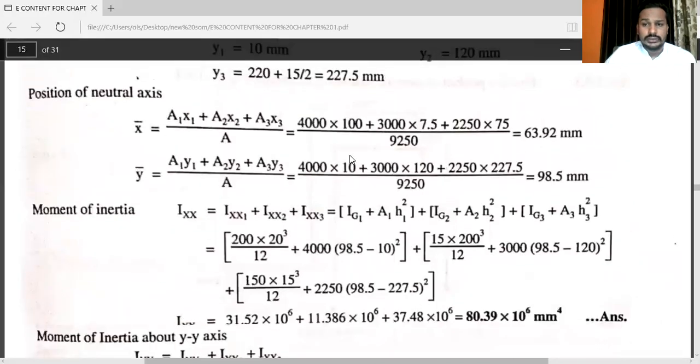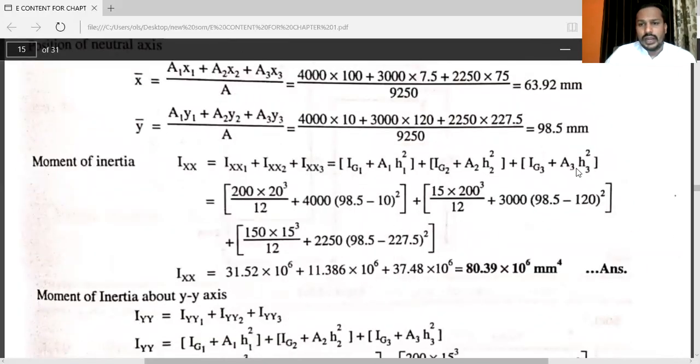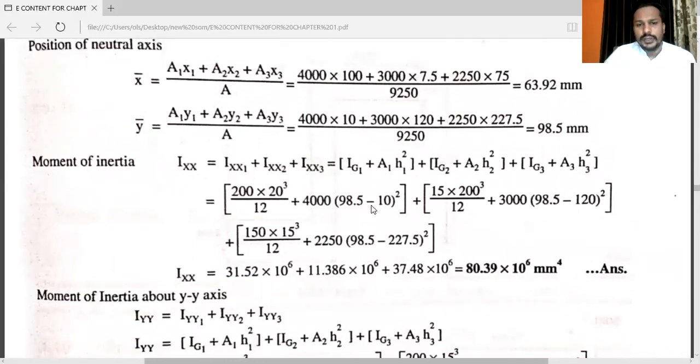See, you can see here H1, H2, and H3 is the difference between Y bar and Y1. Here the distance between Y bar and Y2. Here the distance between Y bar and Y3. See, you will get the value of H1, H2, and H3. While calculating Ixx, you have to take the difference between Y bar and Y value. So whenever you will put the value according to the given condition, you will get Ixx is equal to 80.39 into 10 raised to 6 mm raised to 4.